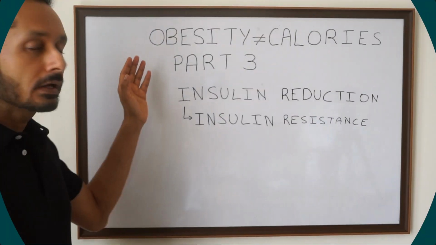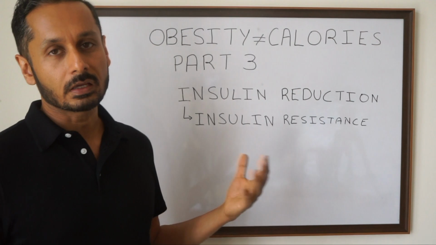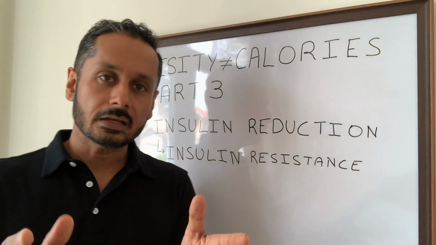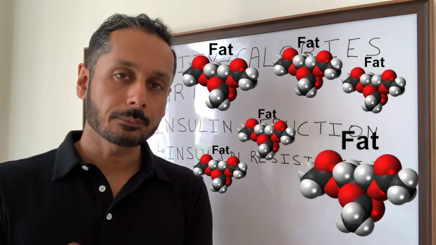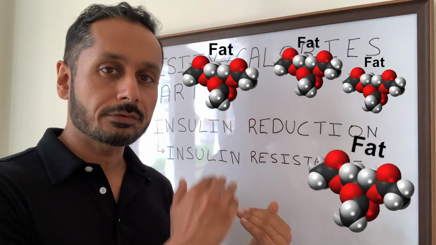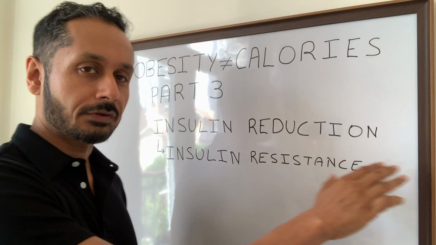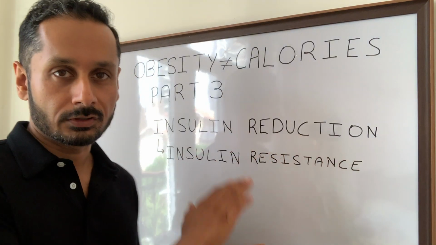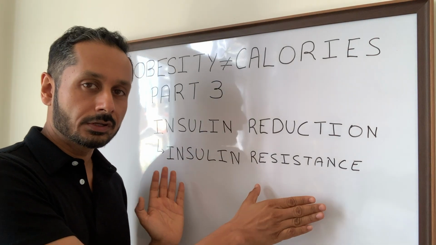In part 3, we're going to talk about how you reduce insulin in your body. We covered in the last part that insulin triggers your body to store fat, okay? So now, how do we reduce the fat storage mechanism? The basic fundamental is, if insulin triggers the body to store fat, you want to reduce insulin. I'm going to cover this through the method of insulin resistance.